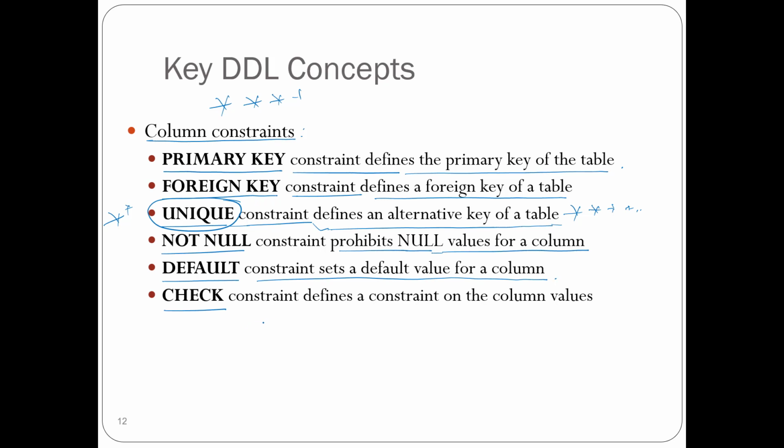Then we have the check constraint that you already saw in the previous slide when I was explaining the create statement. In that statement, we did use the check constraint. The purpose of the check constraint is that it defines a constraint on the column values. So in the previous example, we were constraining the product type to be some strings only.